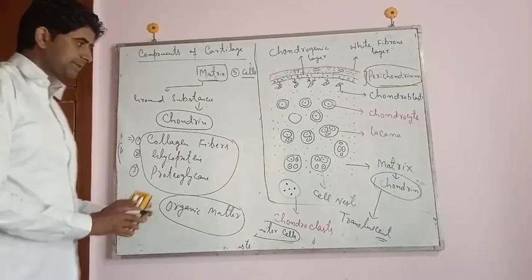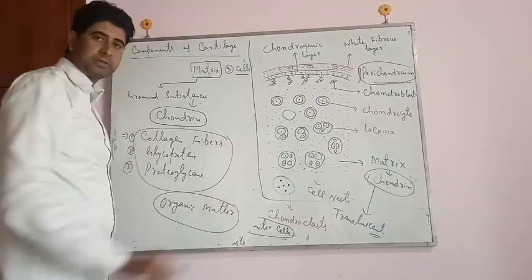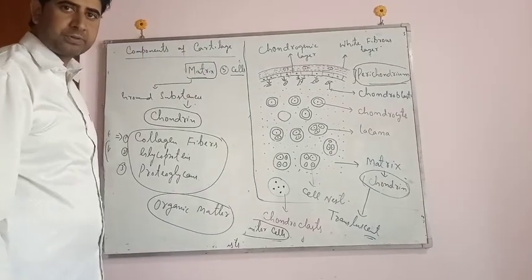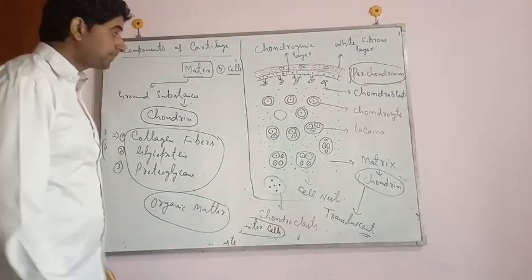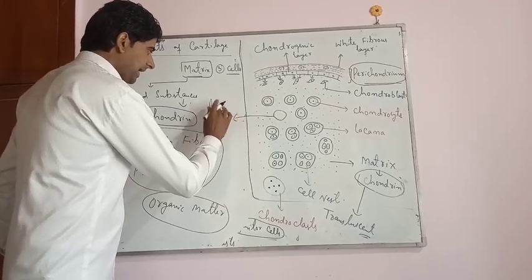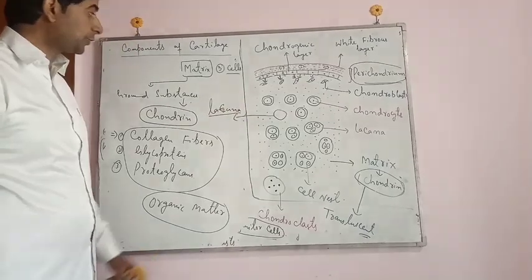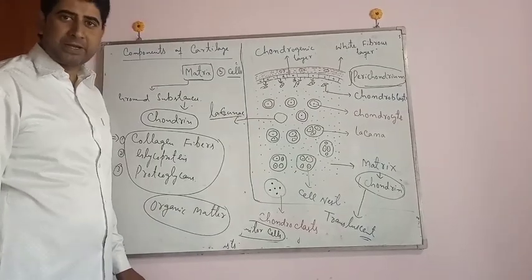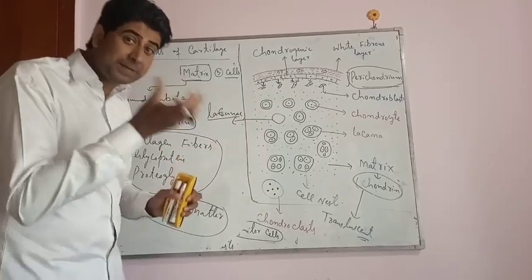And this matrix normally remains diffuse throughout, but in some regions there are lacunae, meaning fluid-filled spaces. The singular is termed lacuna and multiple are called lacunae. Lacunae means that portion of the matrix which possesses some spaces.